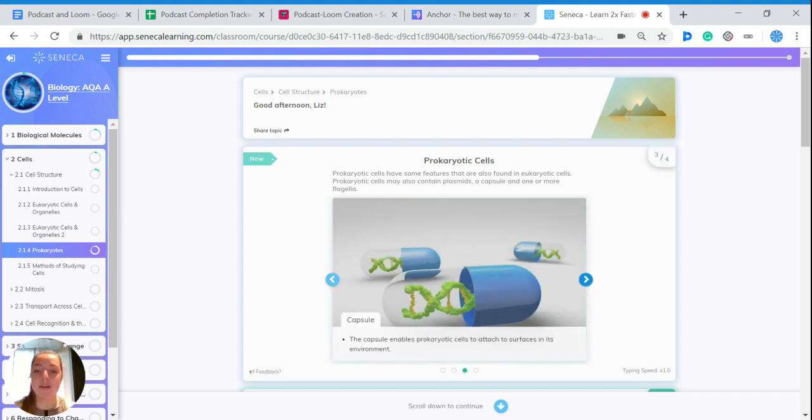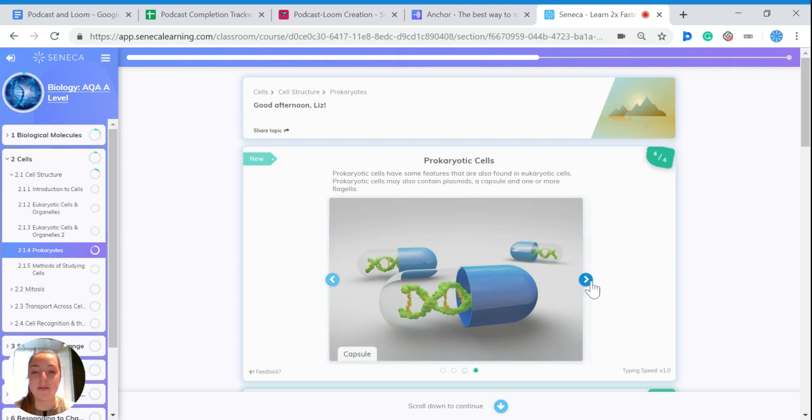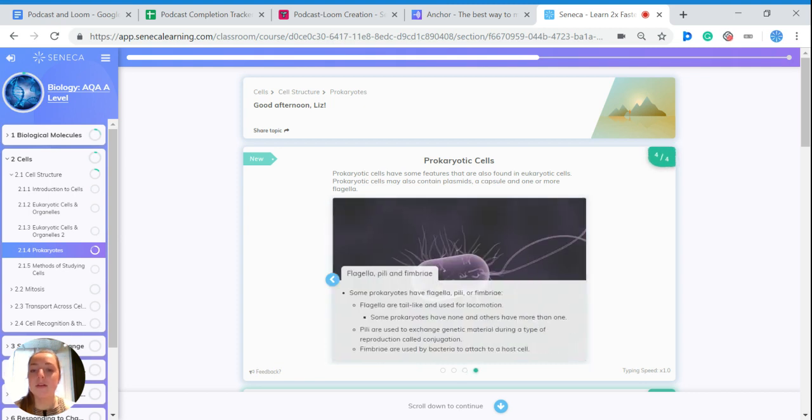Prokaryotic cells also have a capsid which surrounds them, and this allows them to attach to surfaces in their environment. Some prokaryotes will have flagella, pili, or fimbriae. Flagella are tail-like and they're used for locomotion. Some prokaryotes won't have any, and others might have more than one.